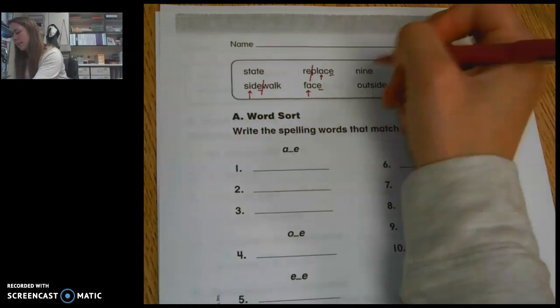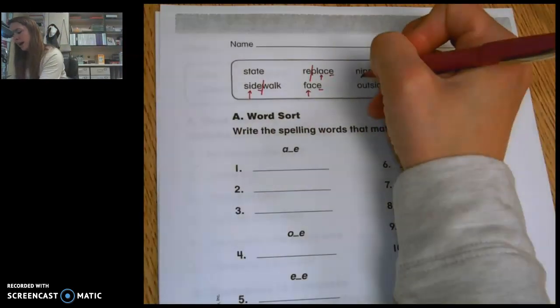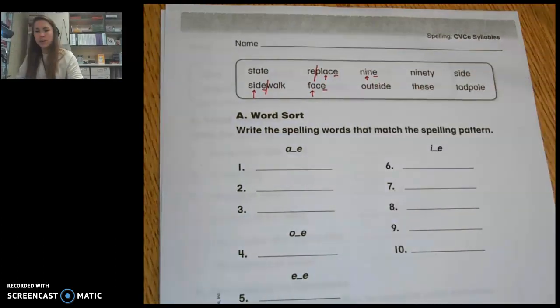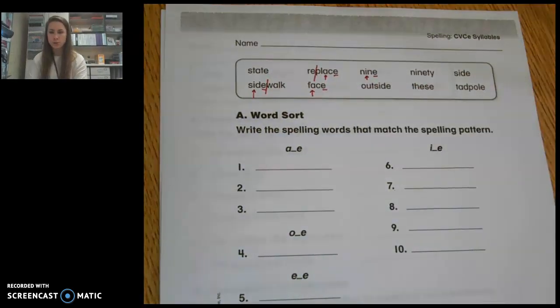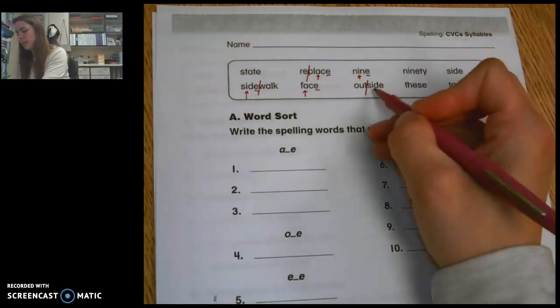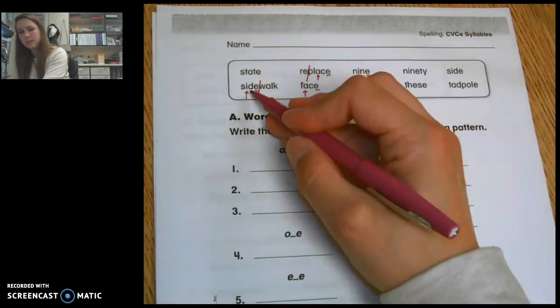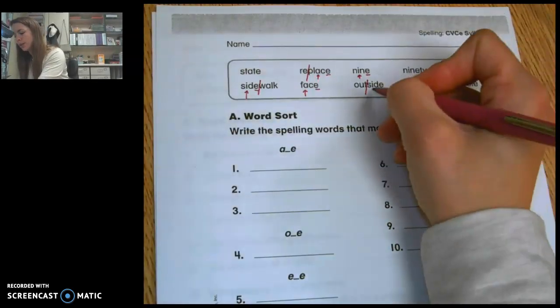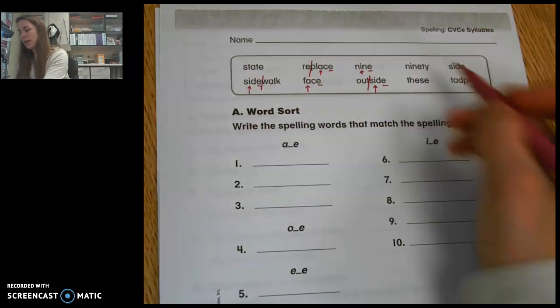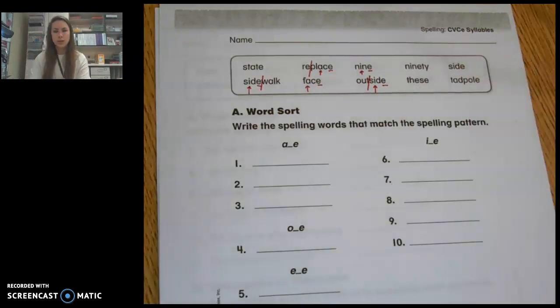I have nine, magic E, and the I says its name. And I have outside, another compound word and also two syllables, outside. So right here is where it's going to split, and it's in the word side, just like in sidewalk, where I see my magic E and my long I vowel sound. Then I have the word ninety, which is like the number ninety. So I have ninety.